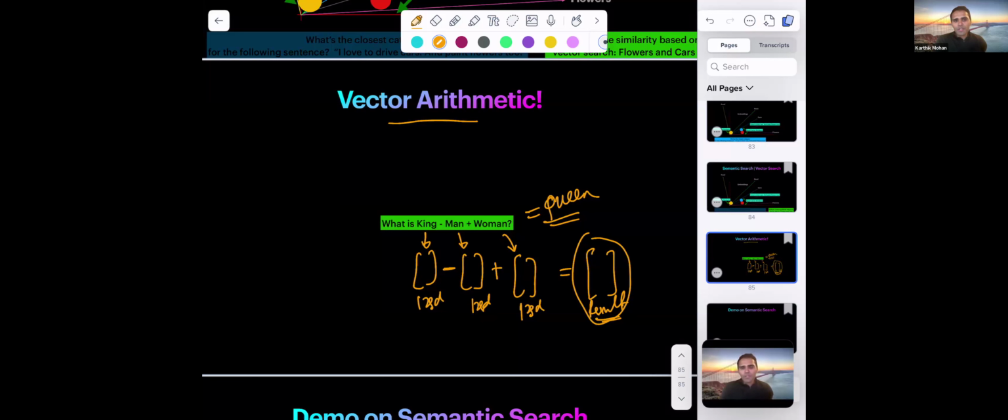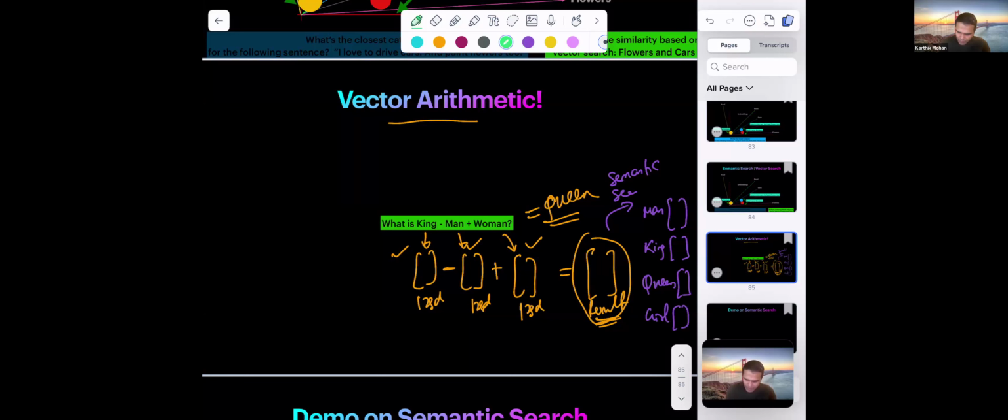So how would embeddings help with this? You would take the embedding for king, the embedding for man, the embedding for woman, and apply this arithmetic, right? Subtract here and then add here, and you get a resultant vector, and then you search. You do a semantic search on this result. You ask, is it close to man? Is it close to king? Is it close to queen? Is it close to girl or something like that, right? And if your embeddings are right, then it'll say it's close to queen, and the cosine similarity will be the highest for queen, right?